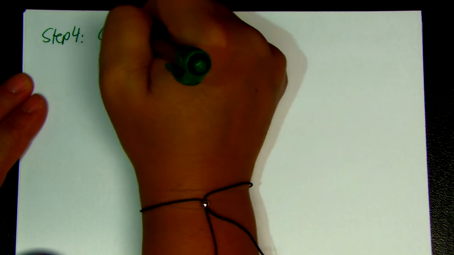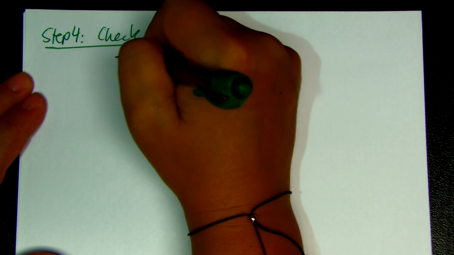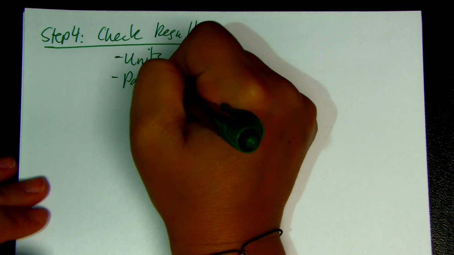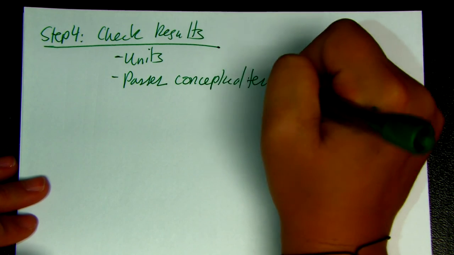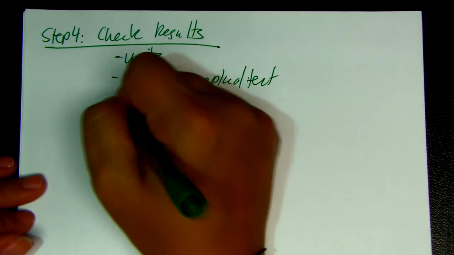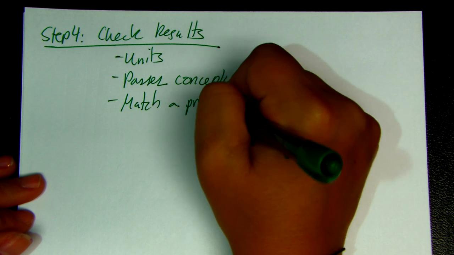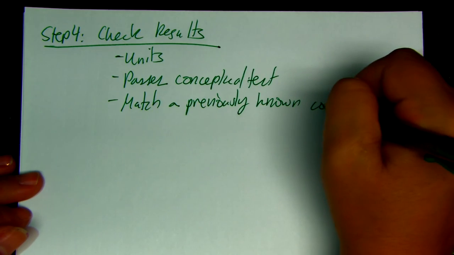And then lastly, we need to check our results. You just want to do a sanity check. Do the units work out? Does it pass your conceptual test? So basically, minus signs. Does it match a previously known correct answer?